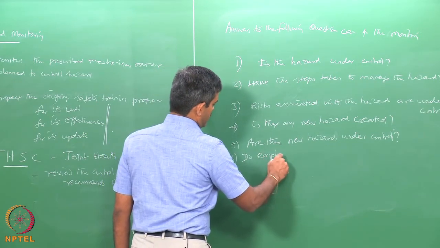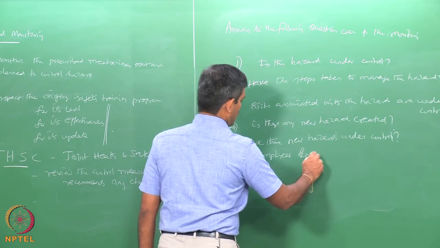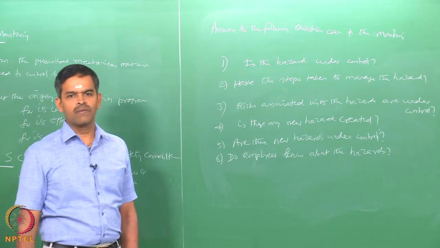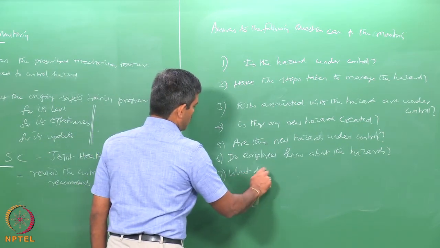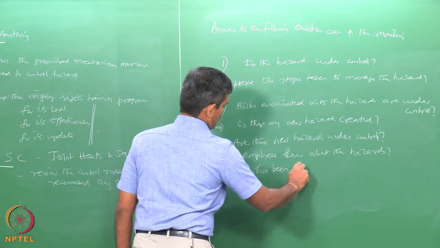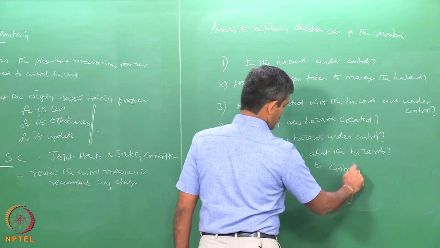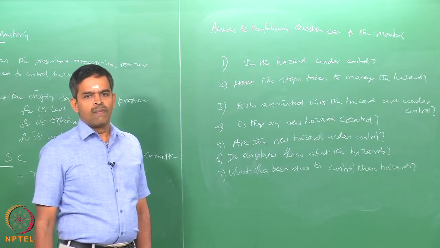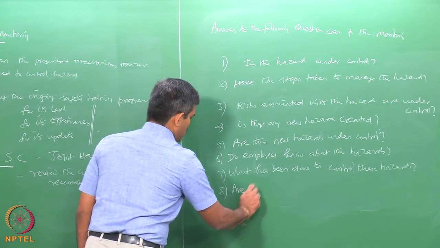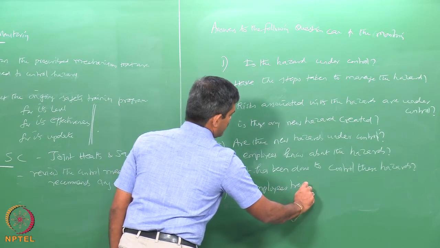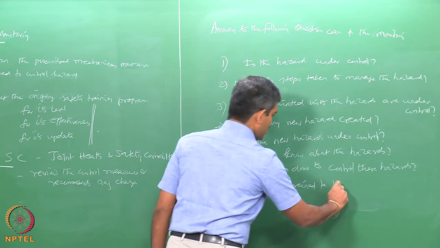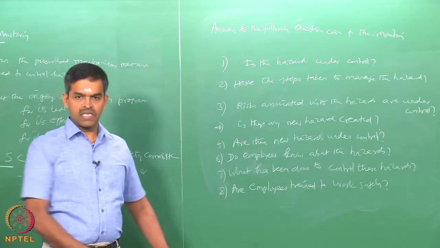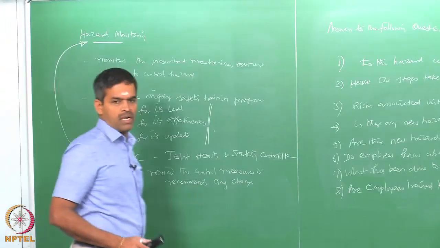Do employees know about the hazards? They should be educated completely about the hazard scenario. If so, what has been done to control them? Are employees trained to work safely? All these questions will lead to a summary of answers which can actually form a record of monitoring of hazards.